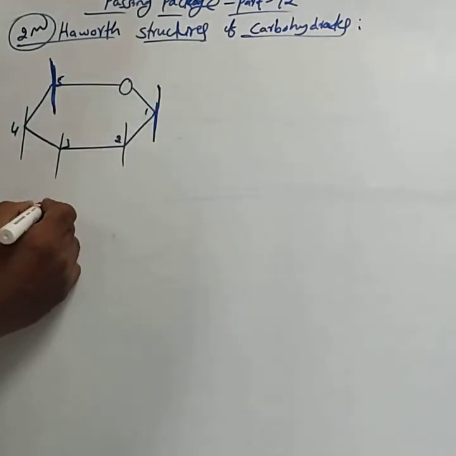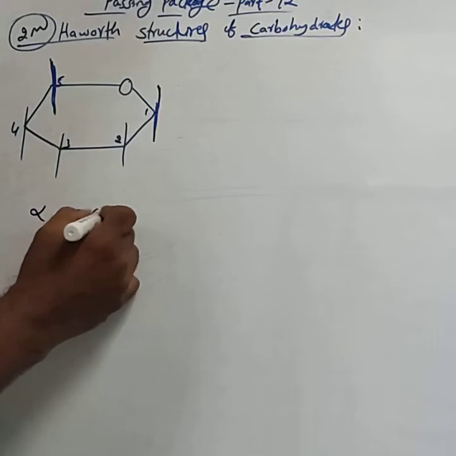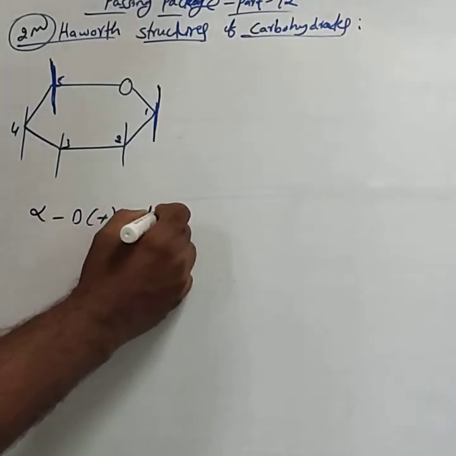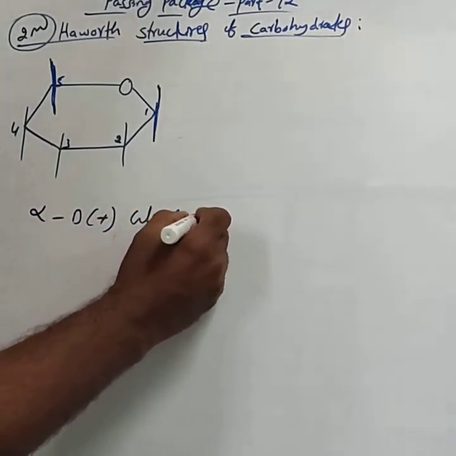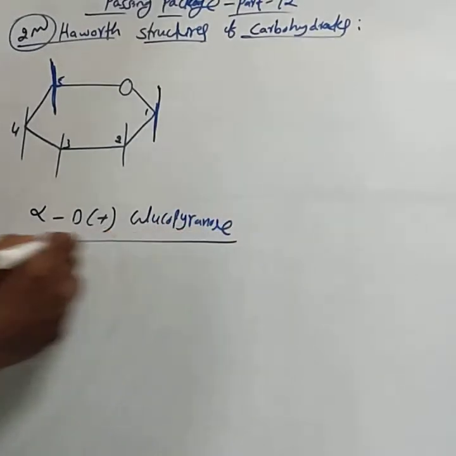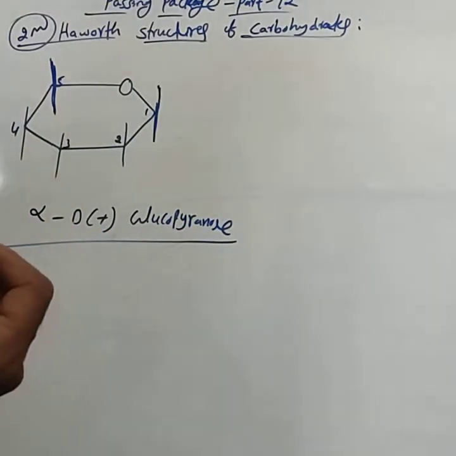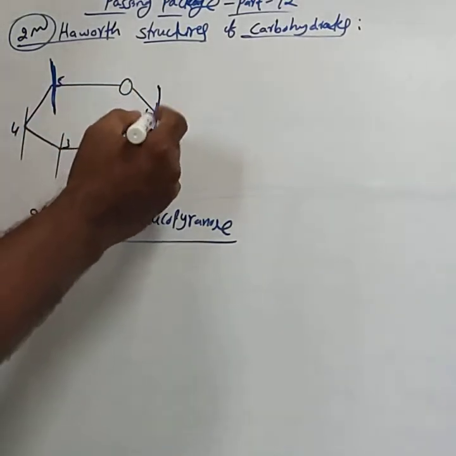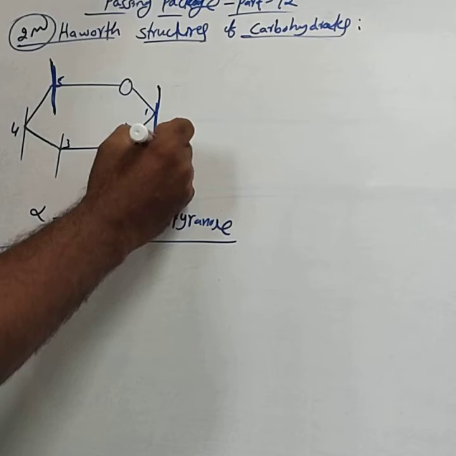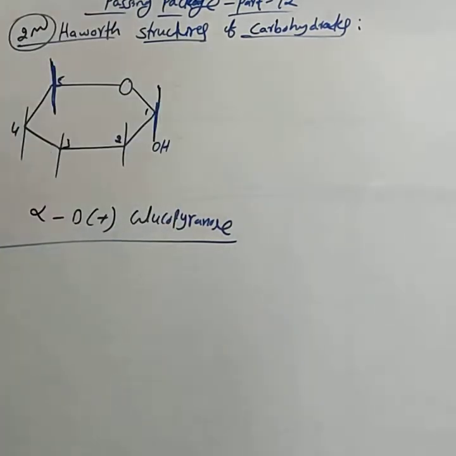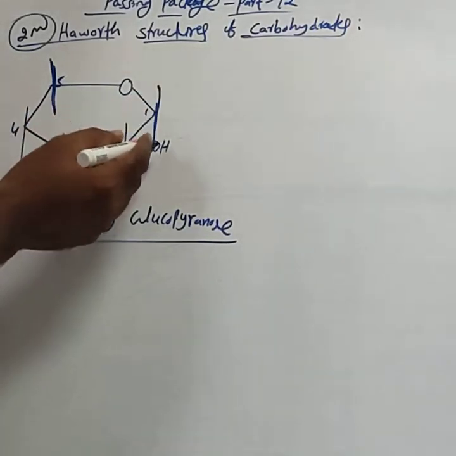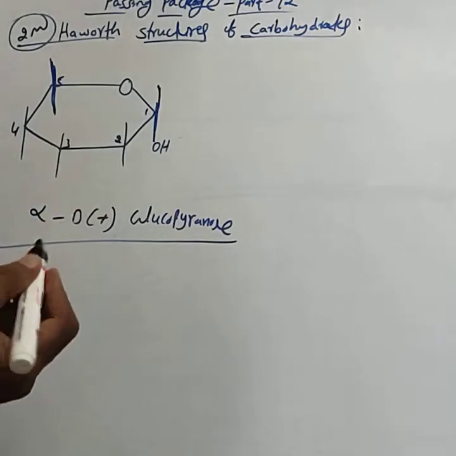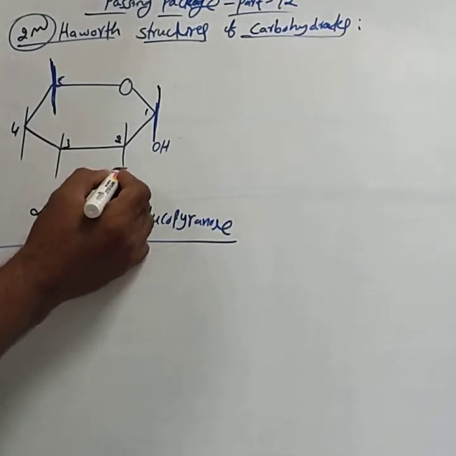To write the Haworth structure of alpha D plus glucopyranose, now I am going to write it. At the first position, consider OH below the plane. You concentrate only on the position of the OH group. On the first carbon, write OH below the plane. Second also below.